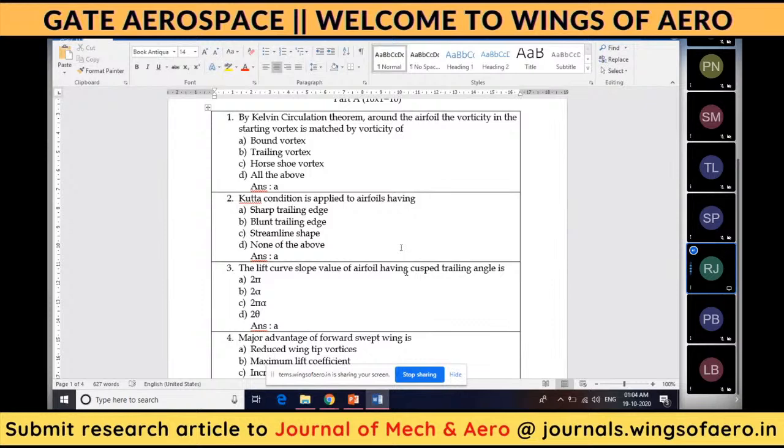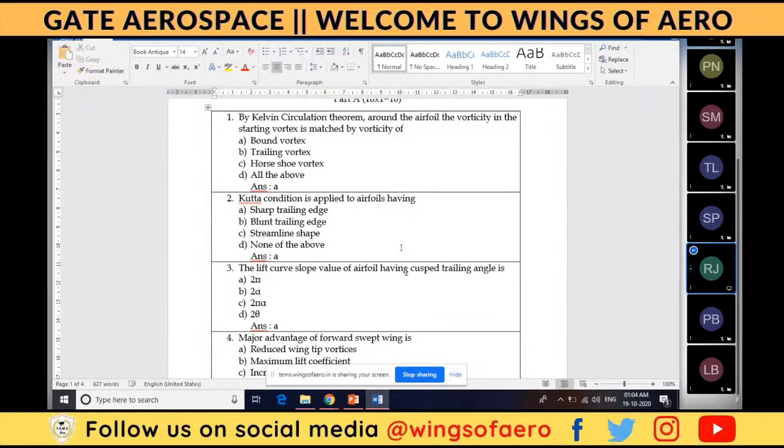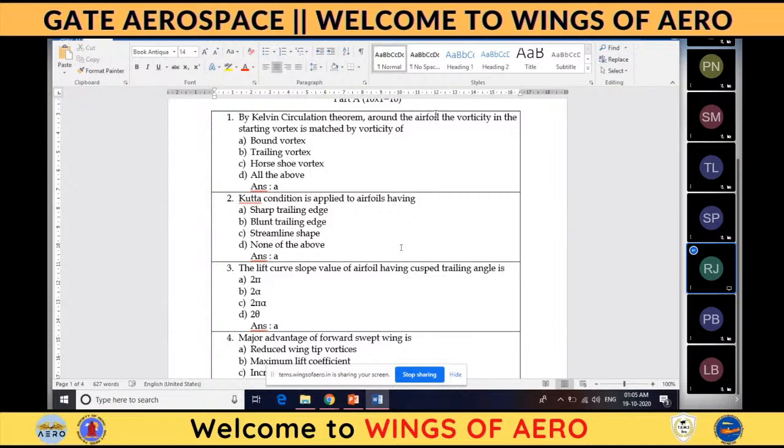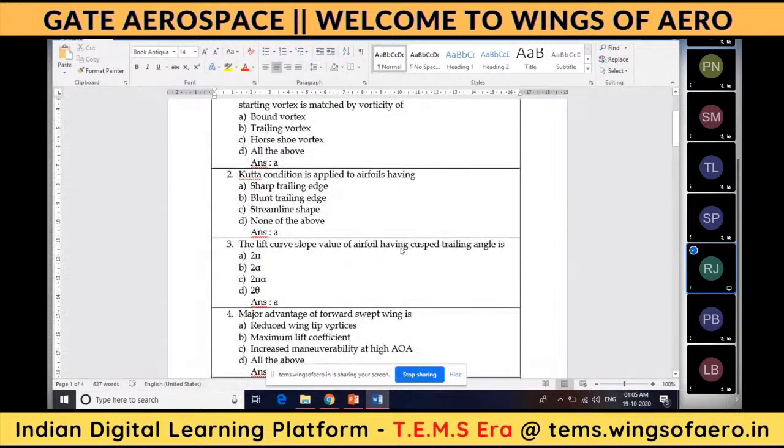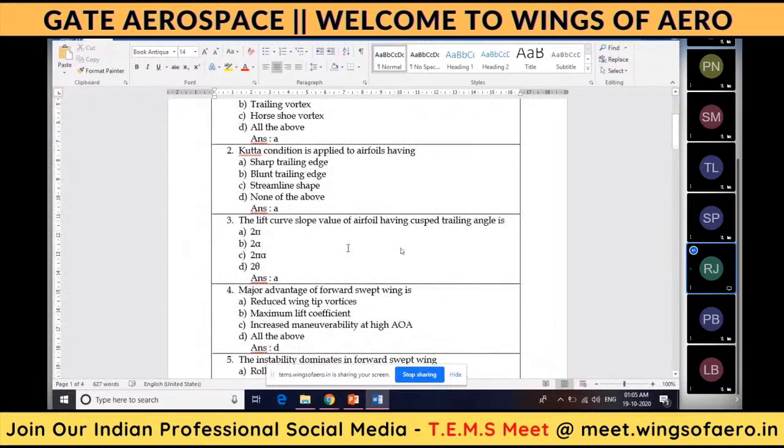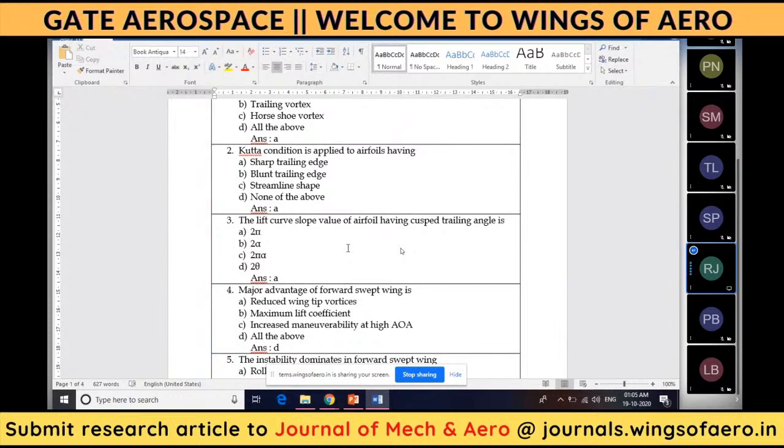Here we have 4 options: 2 pi, 2a, 2 pi a, 2 theta. We know the answer is 2 pi, because the lift curve slope won't change. For whatever aerofoils, the slope value remains the same. Our next question is the major advantages of forward swept wing.